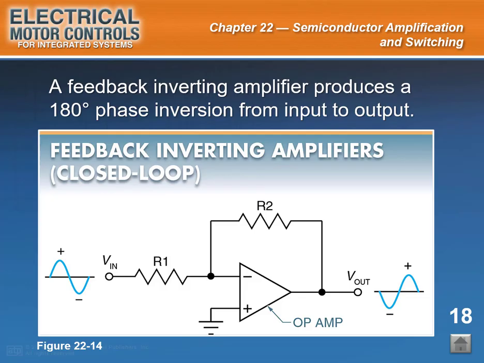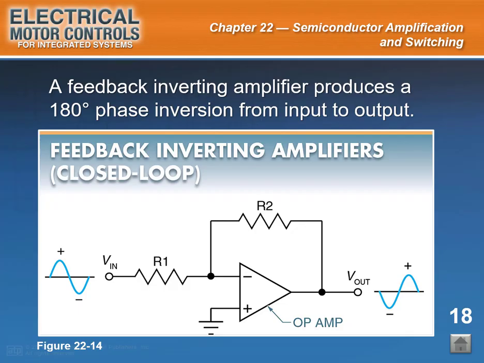Slide caption. A feedback inverting amplifier produces a 180 degrees phase inversion from input to output. See Figure 22-14. In this configuration circuit, when a positive going voltage is applied to the input, a negative going voltage will be produced at the output because the input signal is applied to the op-amp inverting input through R1, while resistor R2 serves as the feedback element.